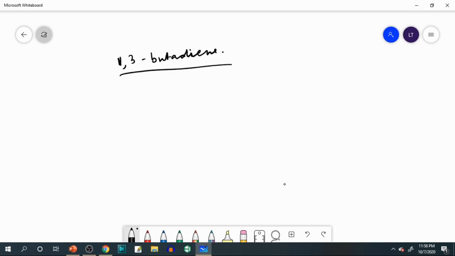1,3-butadiene molecule. What will be its structure? The structure will be H2C double bond CH single bond CH double bond CH2. This is 1,3-butadiene. Now here 2 pi bonds are there, and each carbon atom is contributing 1 electron to the formation of those 2 pi orbitals.